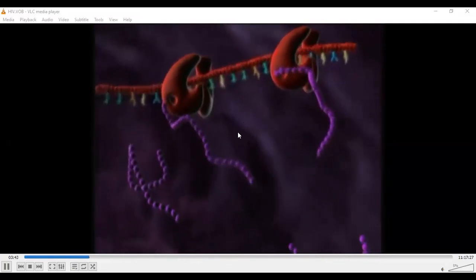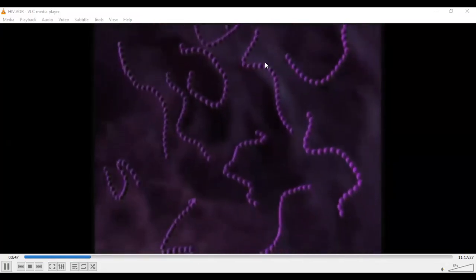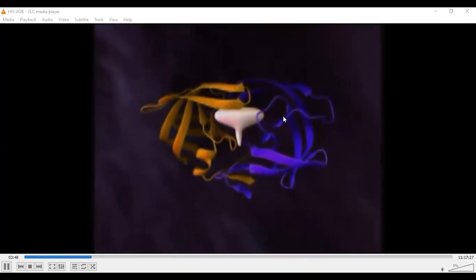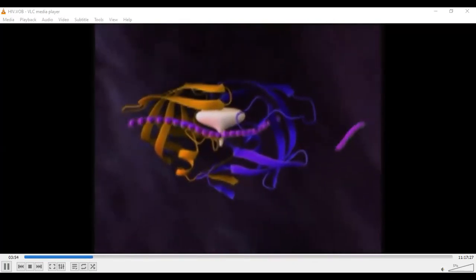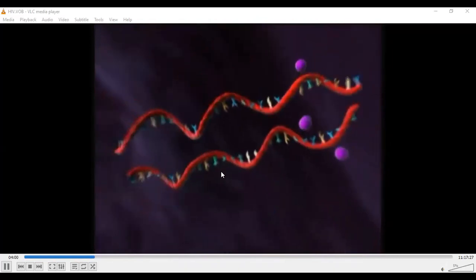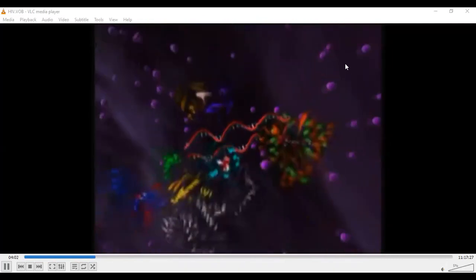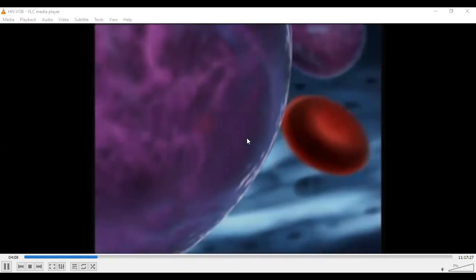All the viral particles are synthesized slowly. And assembly takes place. All the viral particles are assembled, the nucleic acid is synthesized, and it becomes a virus.